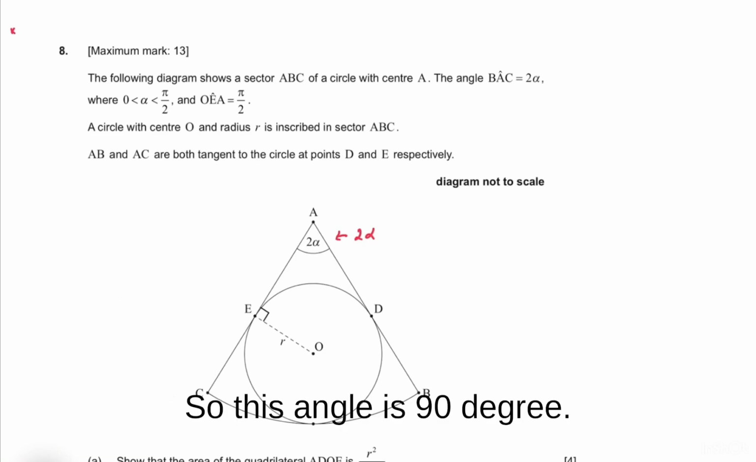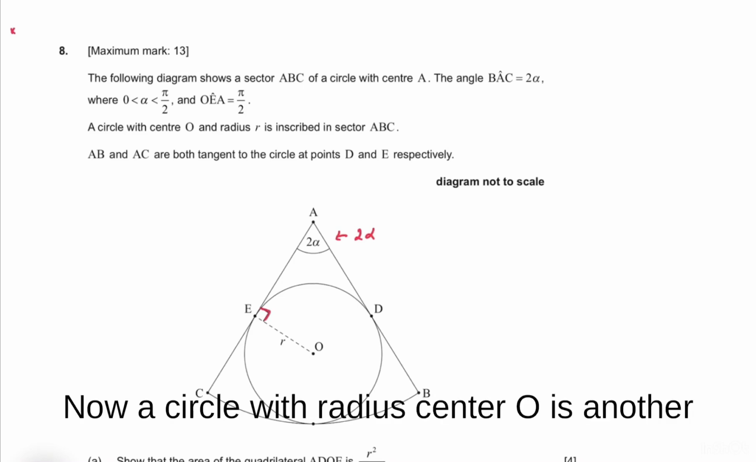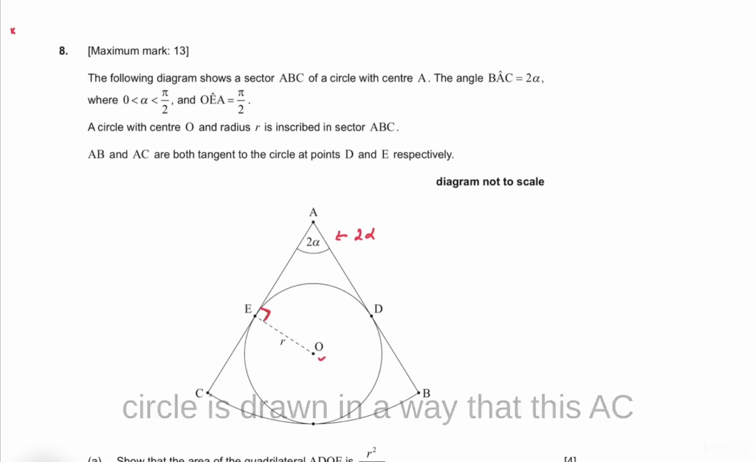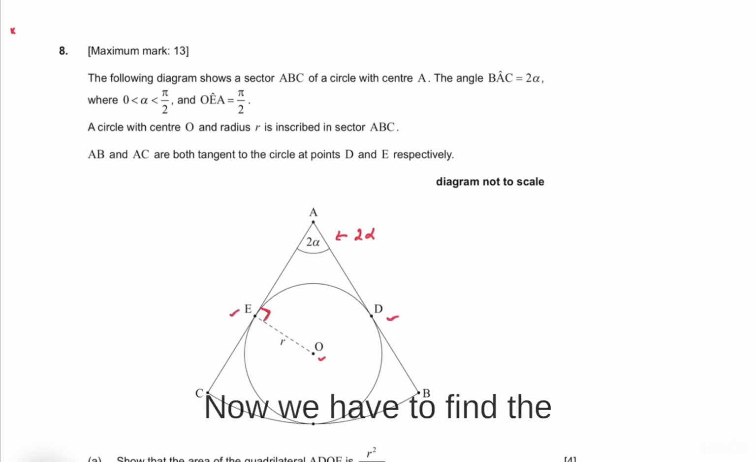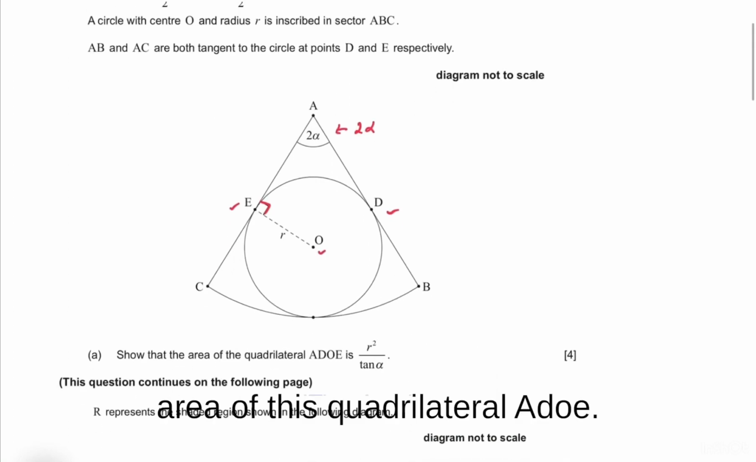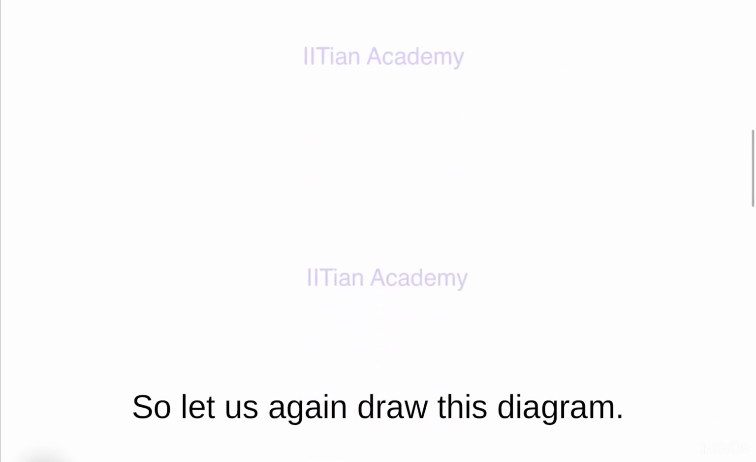So this angle is 90 degrees. Now a circle with center O is another circle drawn in a way that these AC and AB lines are tangent at E and D. Now we have to find the area of this quadrilateral ADOE. So let us again draw this diagram.